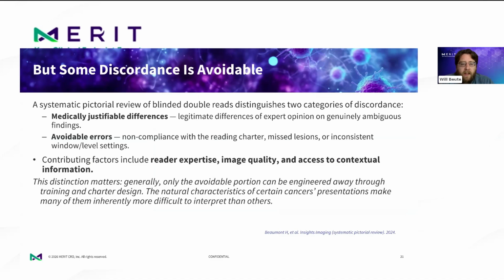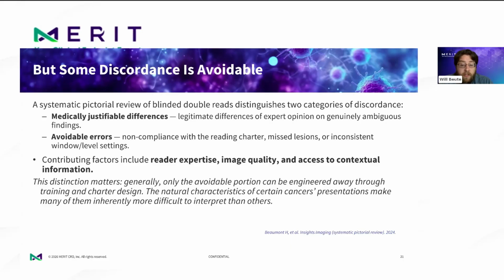That being said, I don't want to overstate it and imply that nothing can be improved. A systematic review of blinded double reads draws a useful line between the 2 major categories of discordance here. The first is medically justifiable differences, the legitimate differences of expert opinion on genuinely ambiguous findings that we just discussed, which is difficult to mitigate.